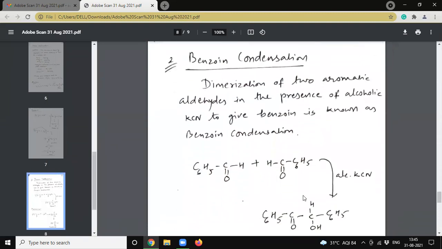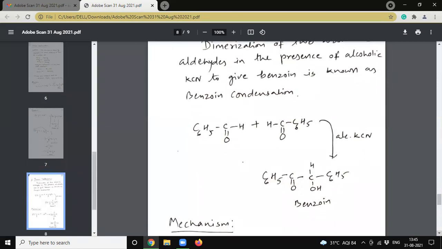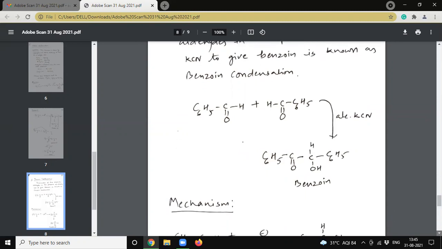Benzoin condensation. Dimerization of two aromatic aldehydes in the presence of alcoholic potassium cyanide to give benzoin is known as benzoin condensation. Here we are using two aromatic aldehyde molecules. It does not require alpha hydrogen. So here, how is it reactive?